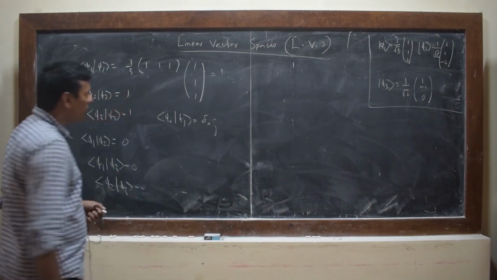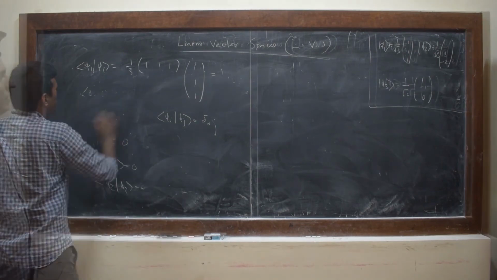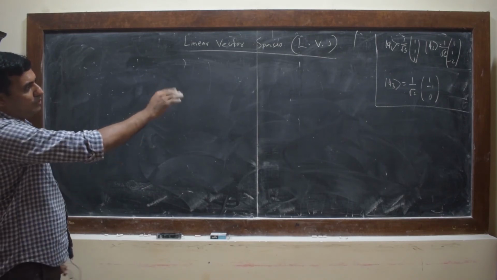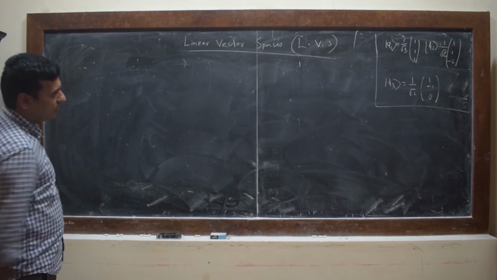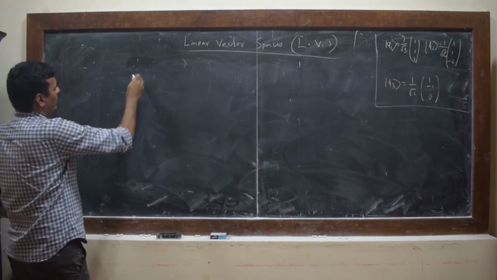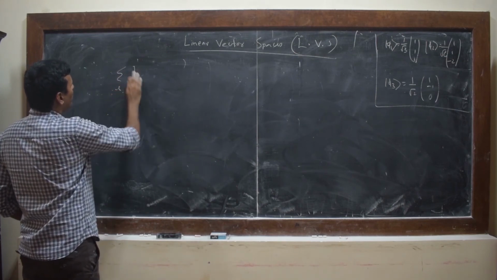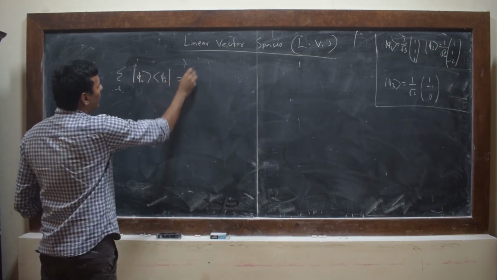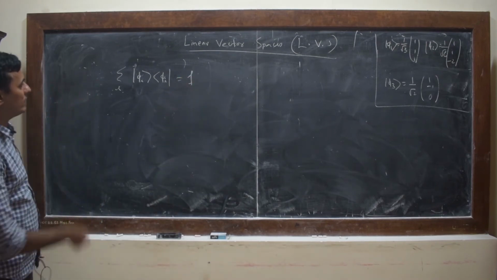Now, let us look at the completeness relation. By the Schmidt procedure, we constructed 3 orthonormal vectors, namely phi 1, phi 2 and phi 3. So, now let us check your completeness relation. The completeness relation says that the summation over i of |phi i><phi i| should be equal to the identity operator or the identity matrix. So, let us see whether that is true.